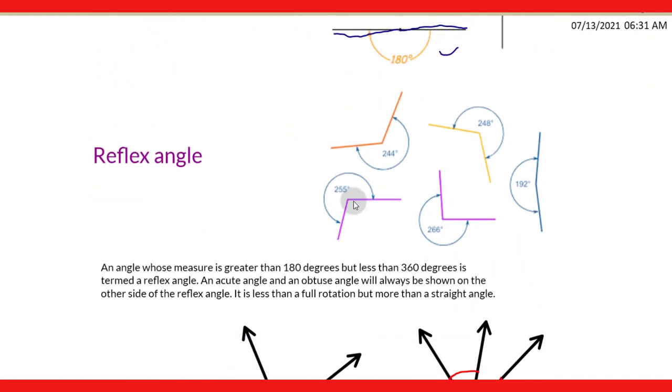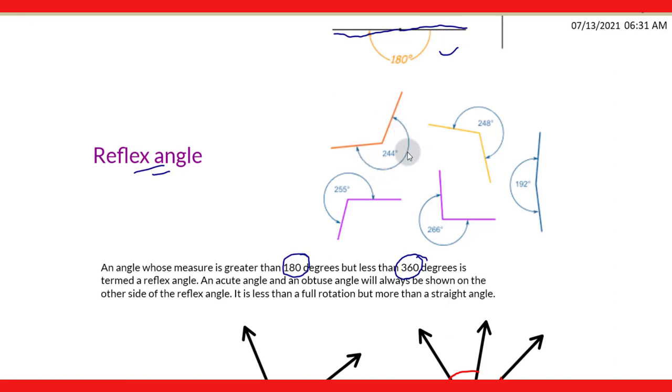Now we have also studied in the lower classes what reflex angles are. What is a reflex angle? A reflex angle is an angle whose measure is greater than 180 degrees but less than 360 degrees.